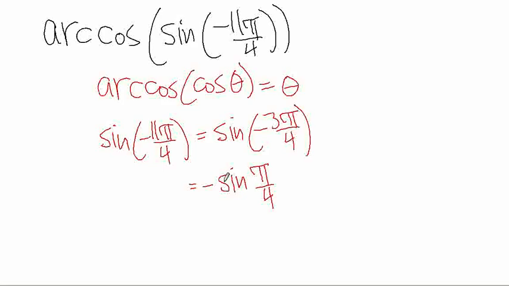Okay, so let's not forget what we're trying to do. We're trying to get an equivalent expression involving cosine. So what angle measure has a cosine equal to minus sine of pi over 4? In other words, equal to minus the square root of 2 over 2. All right?